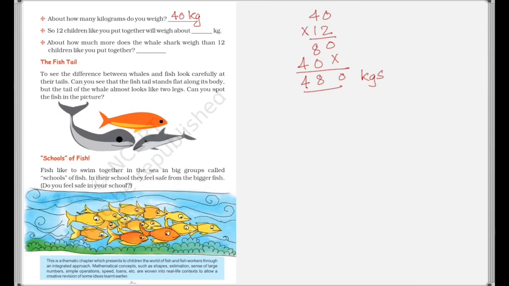Okay, so 480 kgs will be the answer over here. Now, about how much more does the whale shark weigh than 12 children like you put together? So the weight of the whale shark was 16,000 kilograms. Okay, so we need to divide it by 480 to get this answer. Do the division and please leave the answers in the comment section.